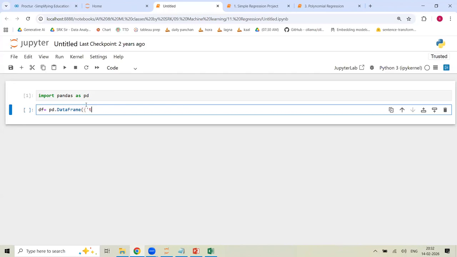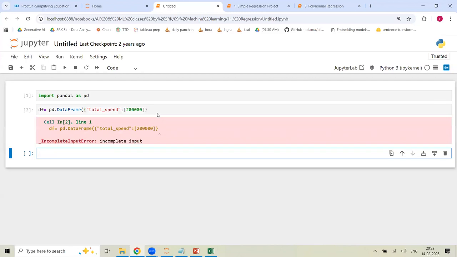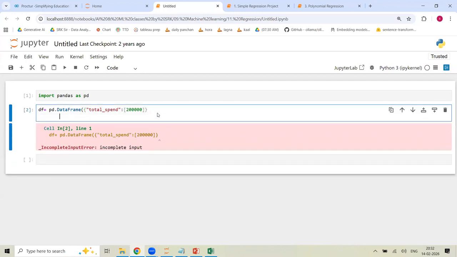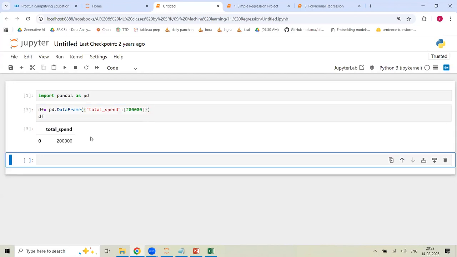And inside that, I'm having the total spend column. Only one column name is there. What is that column? Total spend, and the value. For example, if they spend a total of 2 lakhs, what would be the expected output? This is our data frame, df. Dictionary, total spend with 2 lakhs. I have not closed the function. Done. So for 2 lakhs, what would be the total sales?